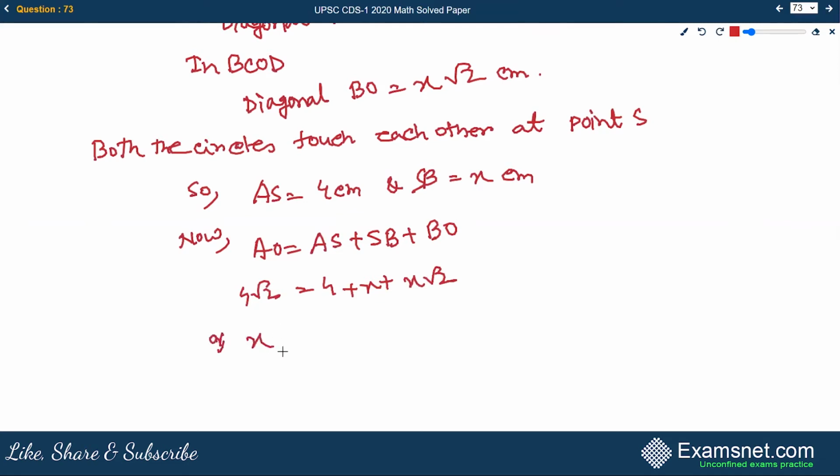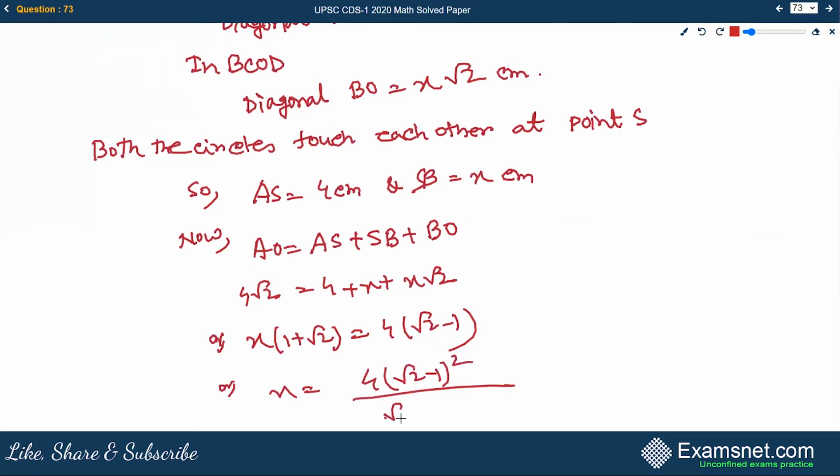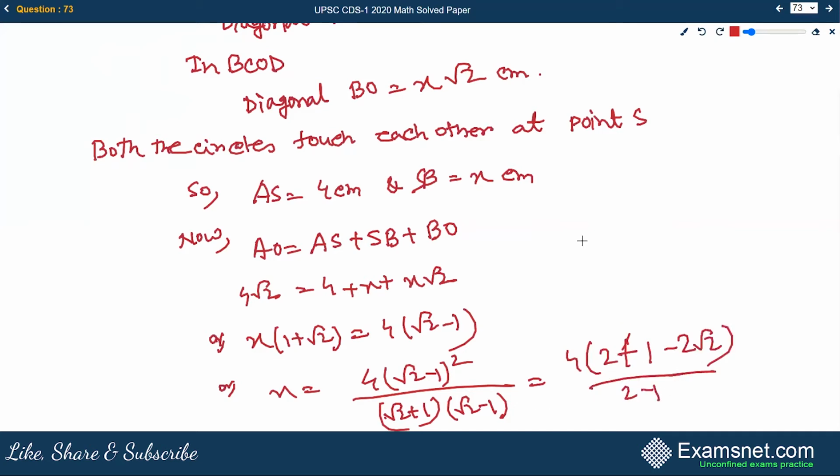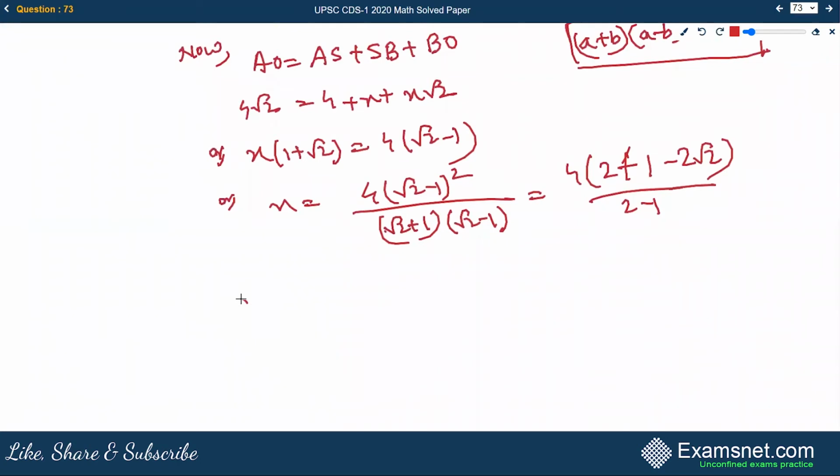Now let's solve it. x times (1 plus root 2) equals 4 times (root 2 minus 1), or x equals 4 times (root 2 minus 1) by (root 2 plus 1). Multiplying by root 2 minus 1 in numerator and denominator, the numerator is root 2 minus 1 whole square, which is 2 plus 1 minus 2 root 2. The denominator is in the form a plus b multiplied by a minus b equals a square minus b square, so we get 2 minus 1. So we will get the value of x as 4 times (3 minus 2 root 2).